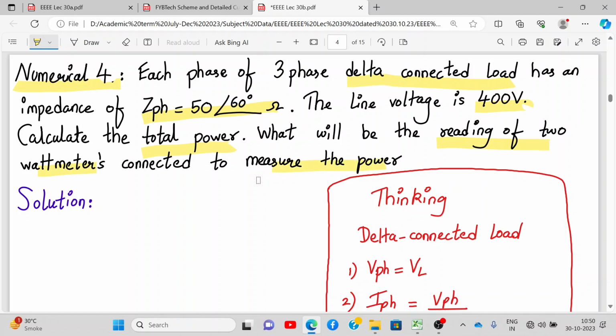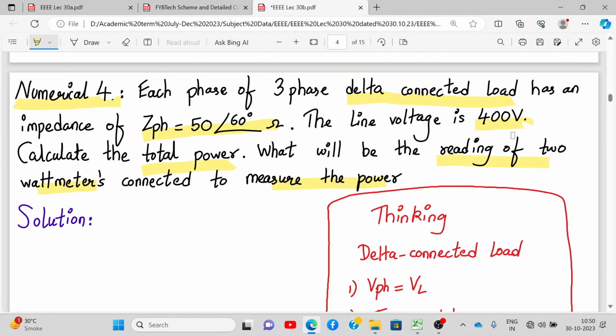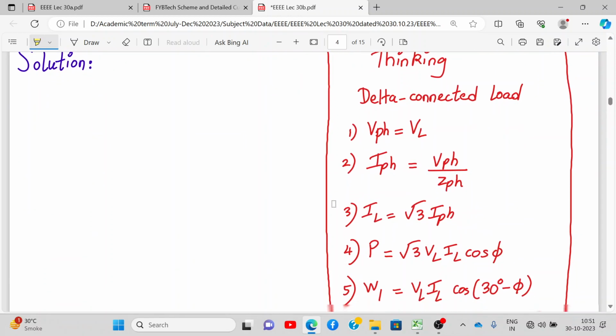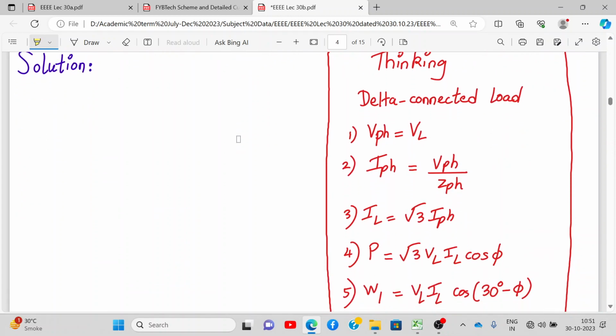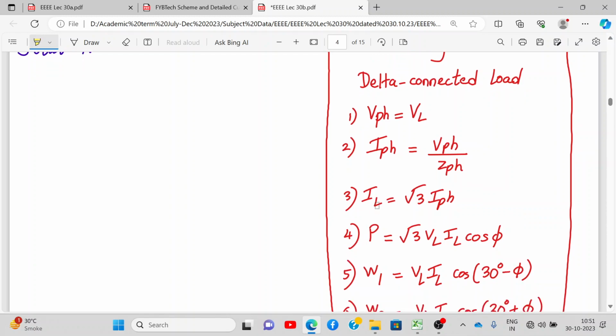So it's slightly more detailed information that is given. Remember, in a delta connected system, phase voltage and line voltage are equal. Okay, and so here we have been given Z phase and line voltage. So let's go by the thinking process. What do we need to find? Power, total power, and we need to find W1, W2. Okay, so the thinking process goes as follows. In a delta connected load, phase voltage and line voltage are the same, and phase current will be phase voltage divided by Z phase, and the line current will be root 3 times I phase. This is the relation between the two.